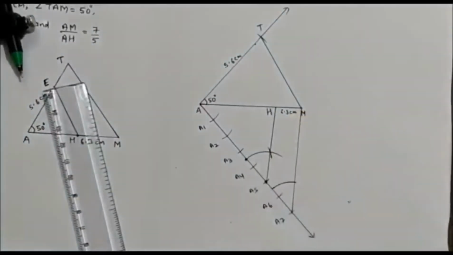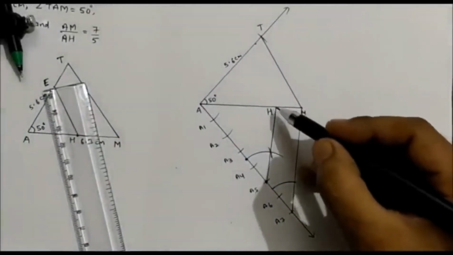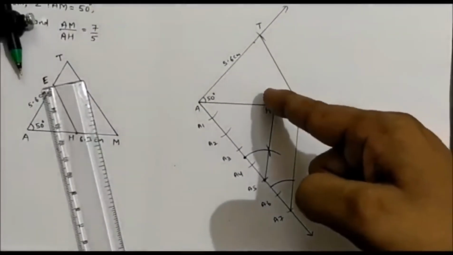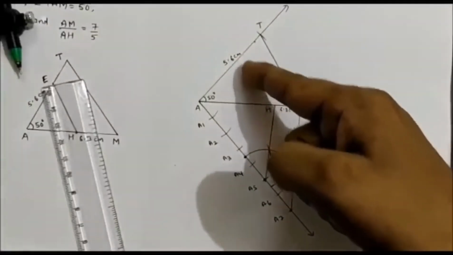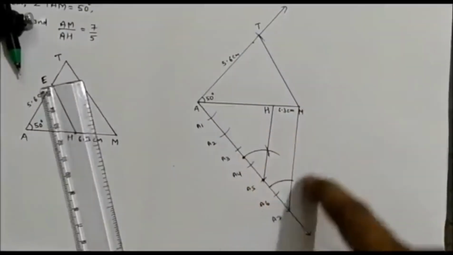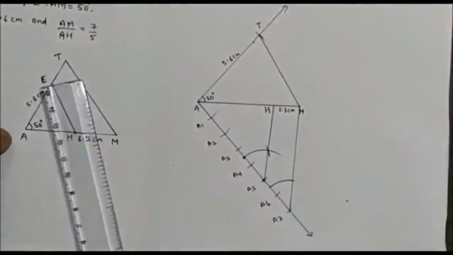Mark this point as H. This is point H we have got. Now, in the same way we have drawn from this H a parallel line to this. The method is the same as this only.